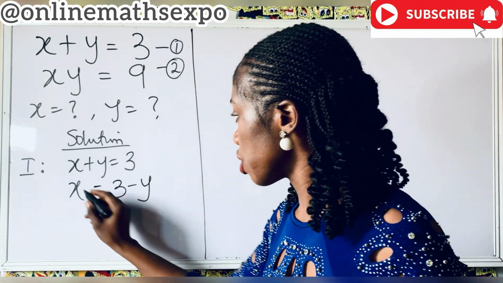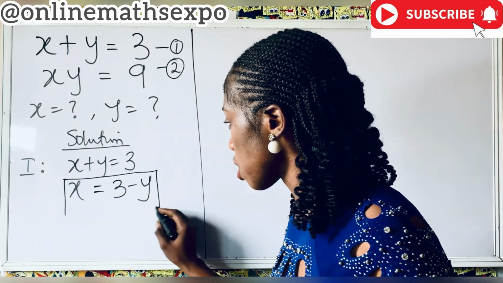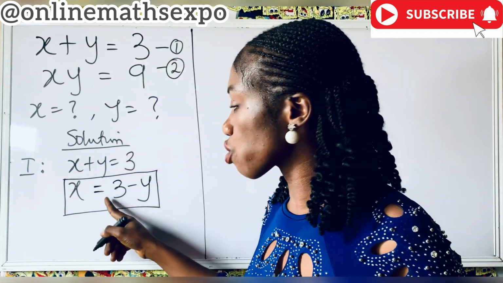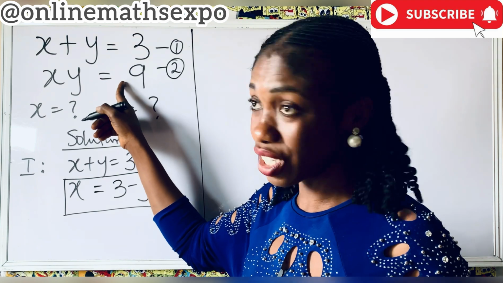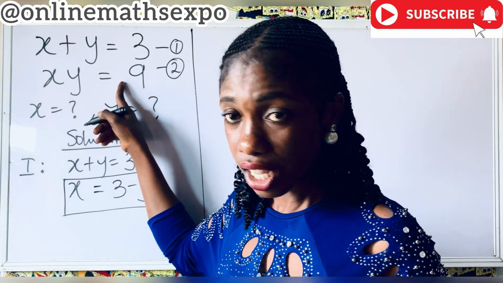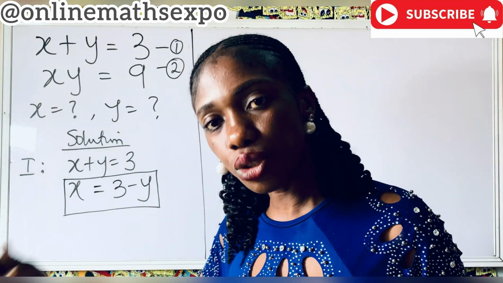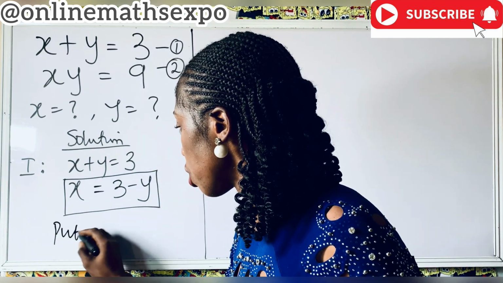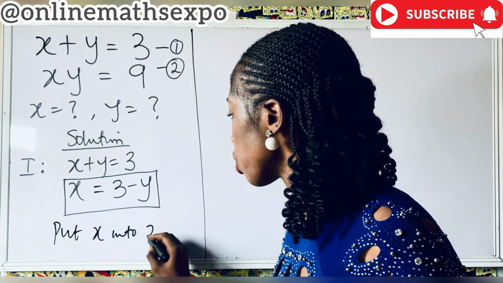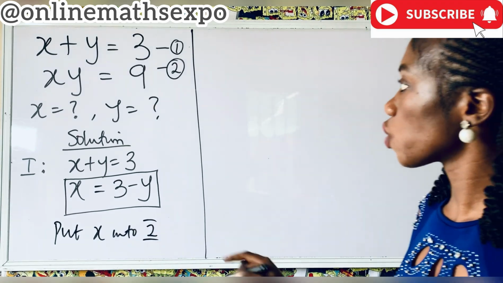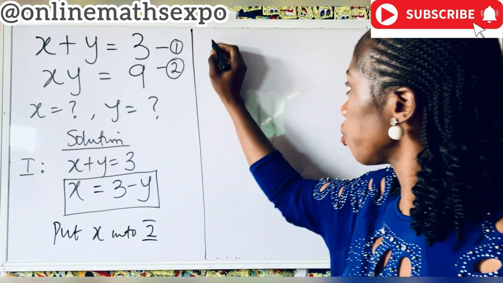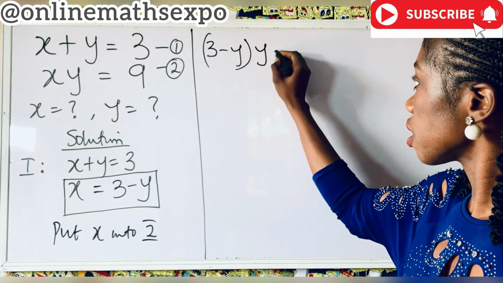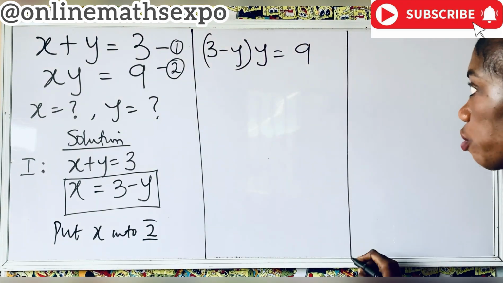So what you do now is you're going to put this value of x. Remember, you made it subject in equation 1. So if you want to substitute, you will substitute in equation 2. Did you get it? Okay. You can also do vice versa. So we're going to put x into equation 2. And if you do that, our x will now take the value of 3 minus y. Then this bracket is equal to 9. I hope this is clear.